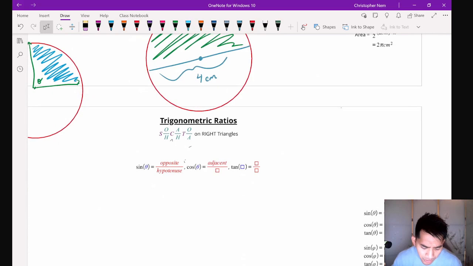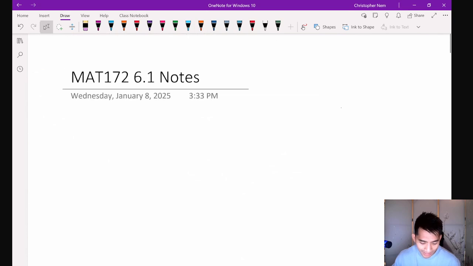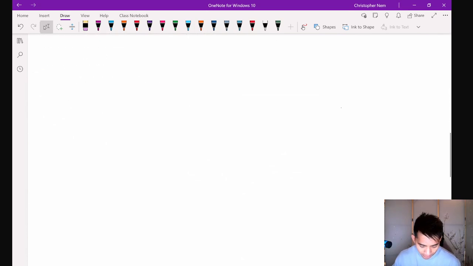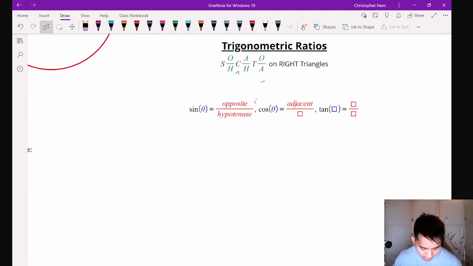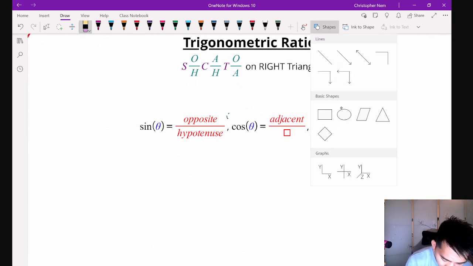So now we're working with trigonometric ratios. These are regarding these functions: sine, cosine, tangent. Where are they at? Right here. I use this little notation, SOHCAHTOA, to help you understand this.